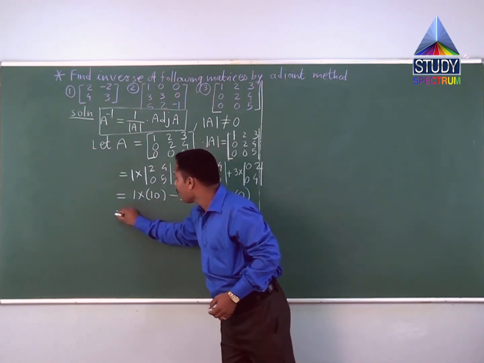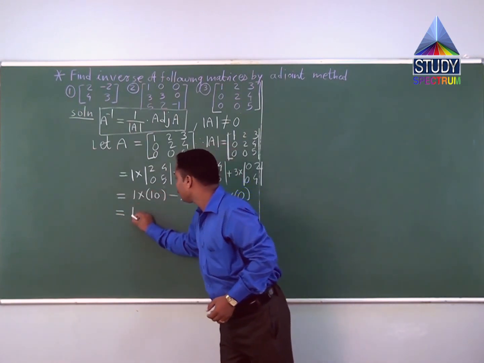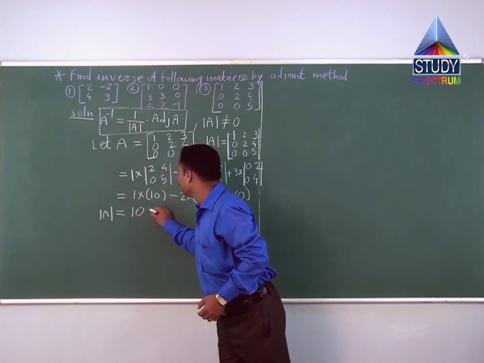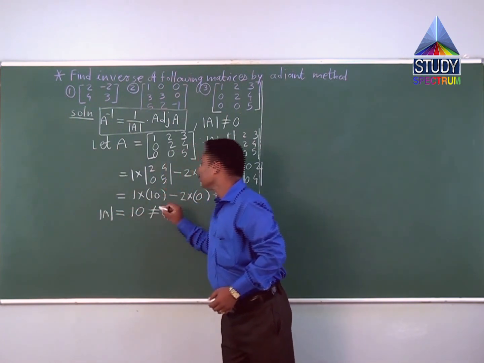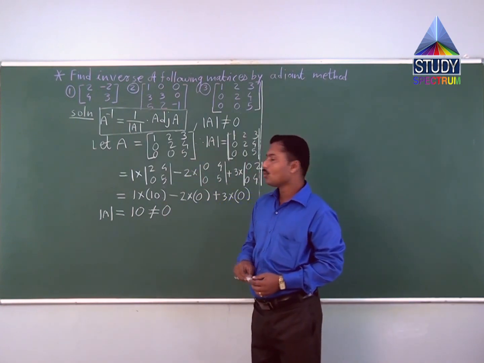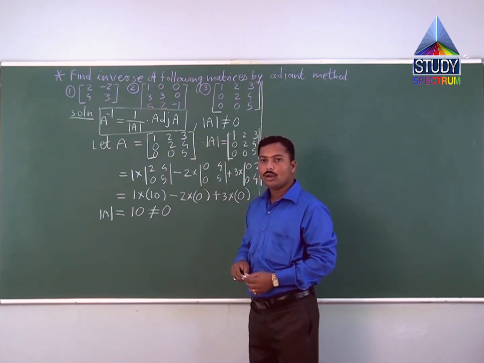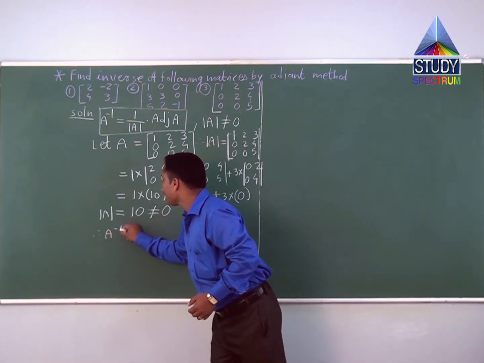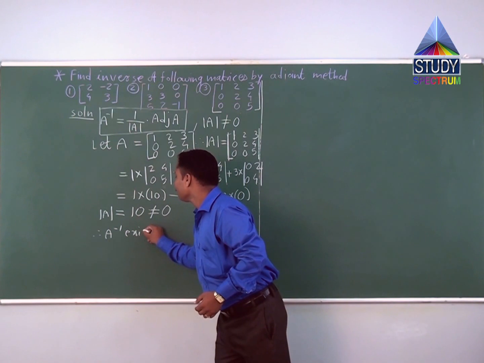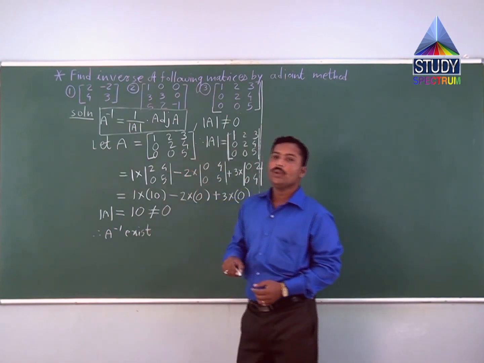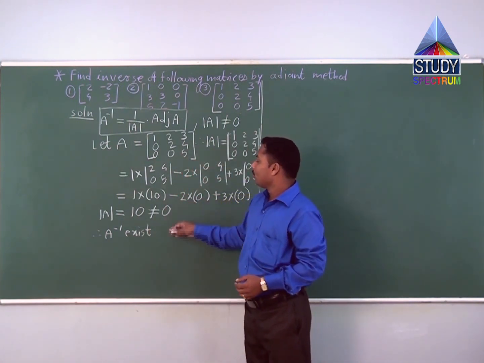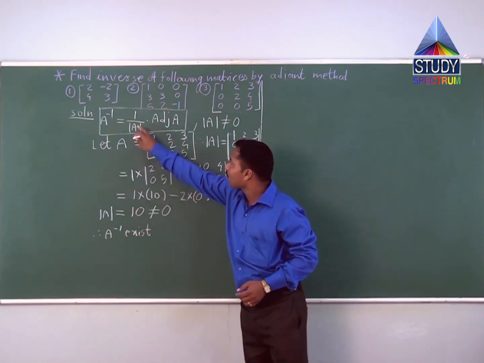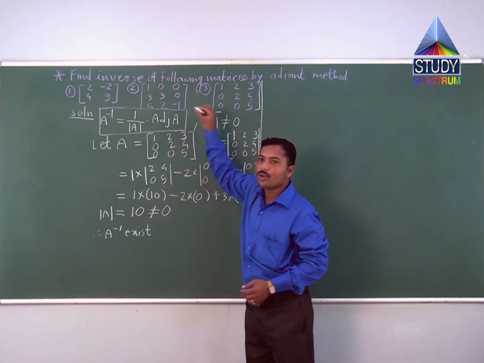So only 1 into 10, 10. Determinant of A is equal to 10, which is not equal to 0, which means determinant A is non-zero, and therefore A inverse exists. We find the determinant of A. Next procedure is adjoint of A.